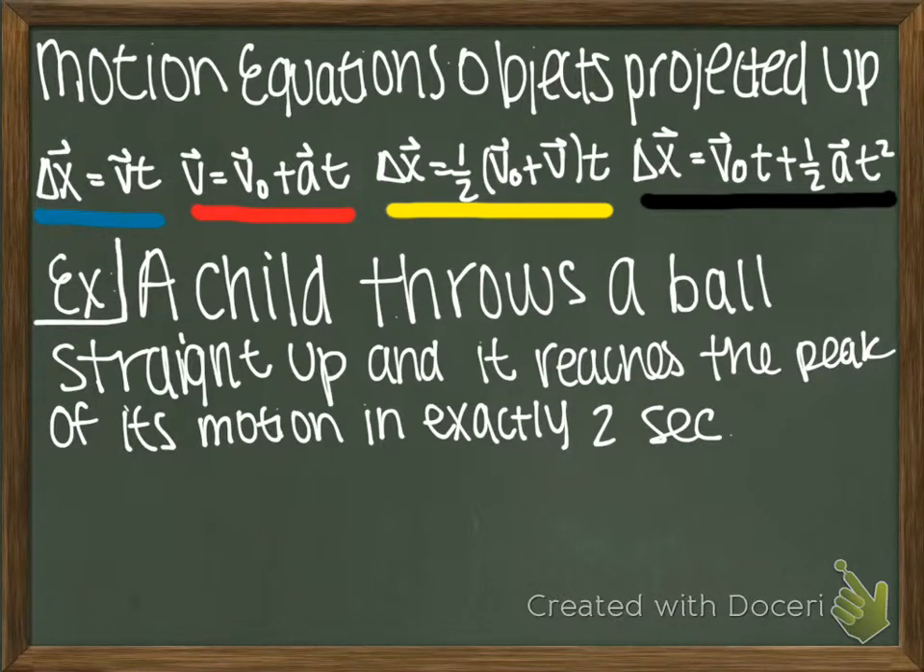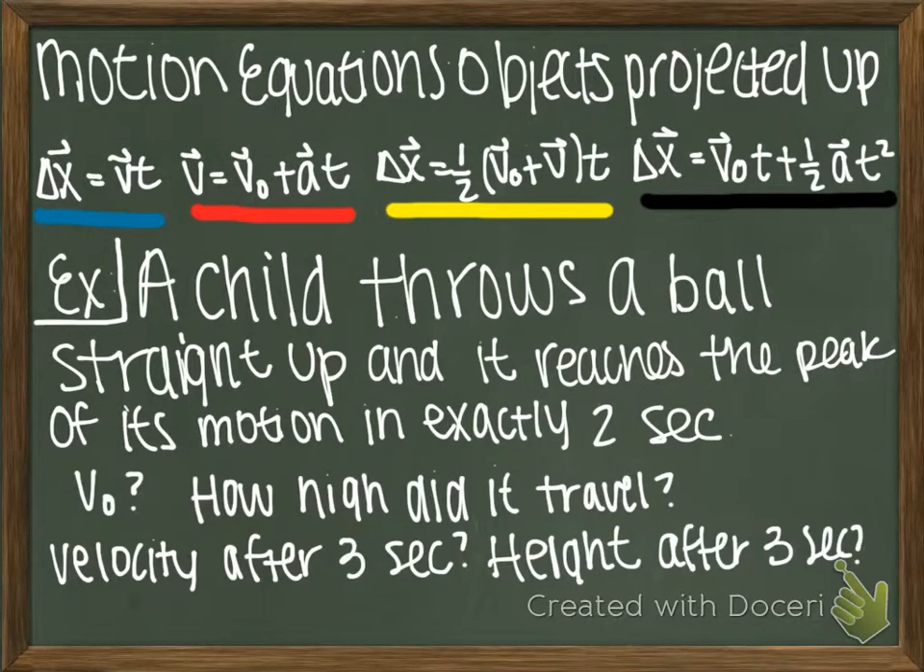Let's do an example problem. A child throws a ball straight up in the air, and it reaches the peak of its motion in exactly 2 seconds. What is the initial velocity? How high did it travel? What's the velocity after 3 seconds? What's the height after 3 seconds? These are the questions that we need to explore.